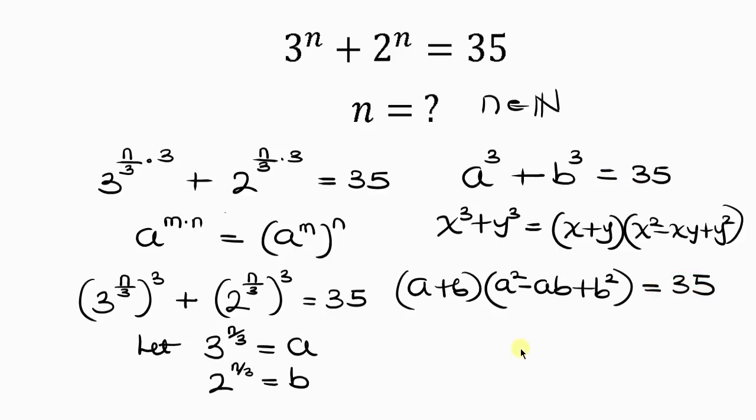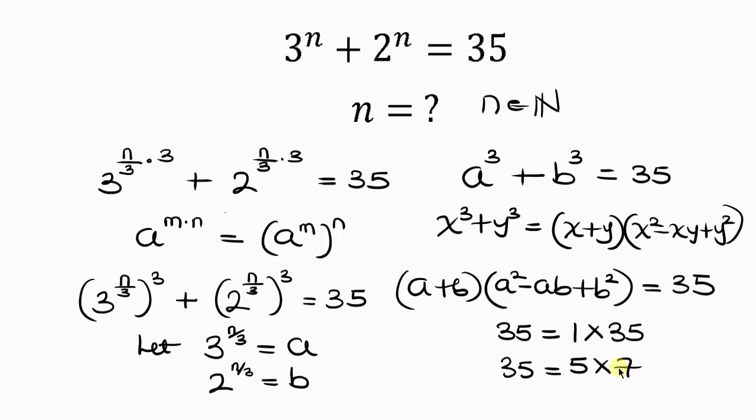Very good. Now our next step will be for us to write the factors of 35. So 35 is the same as 1 times 35. 35 is also the same as 5 times 7.